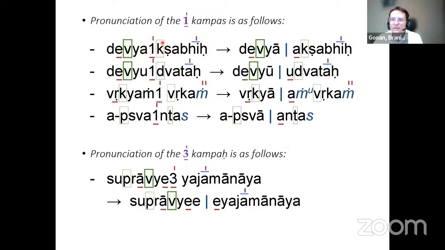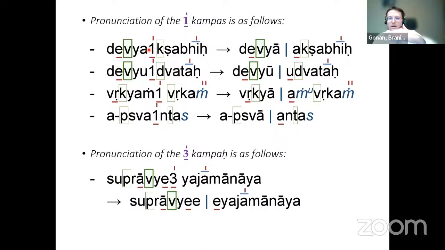And it is marked with this number 1, right? Devya akshabhihi. So this is how it is written in the text, and this is udata, anudata, uchanicha, what I just described. So when we see this number 1 here, this is the first kampa. It means that this syllable preceding the number is chanted in this udata way. So this is the mid-tone, right?